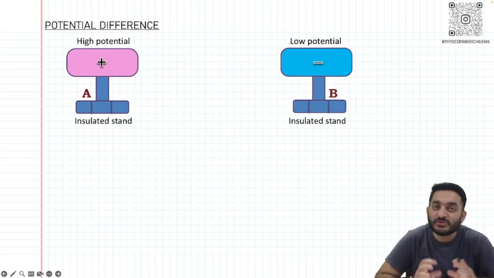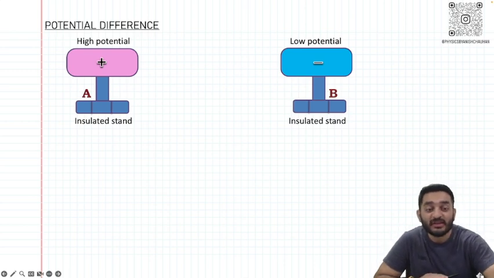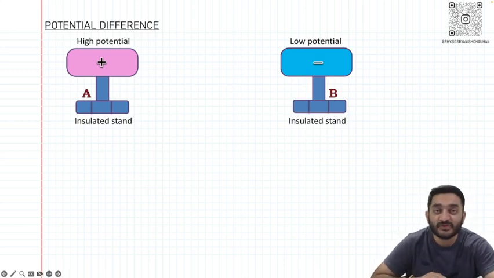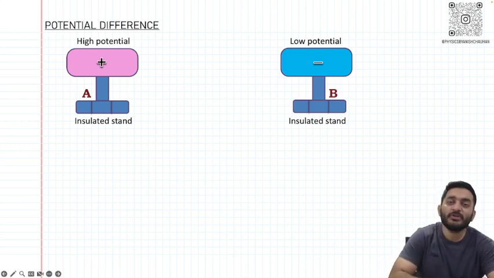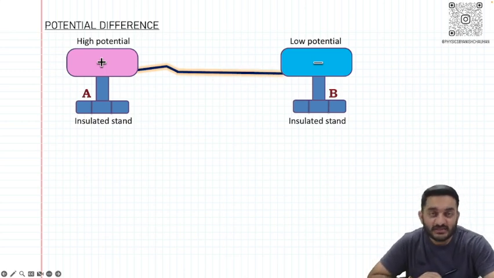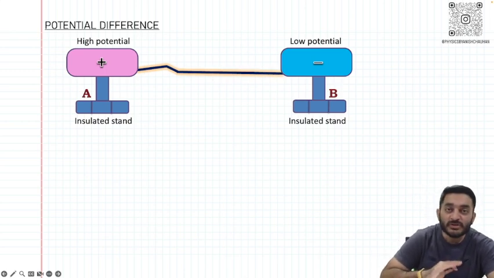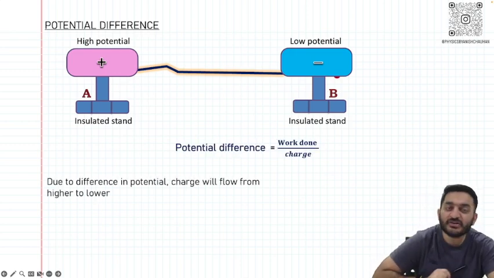Now we understood one thing, that positive is considered to be high potential and negative is considered to be at low potential, and we know that there will always be a flow of charge whenever there is a potential difference between the 2 points. If the potential at both the points remains same, there will be no flow of charge. So in this case the charge is definitely going to flow. So when we talk about potential difference, it is the work done on a charge.